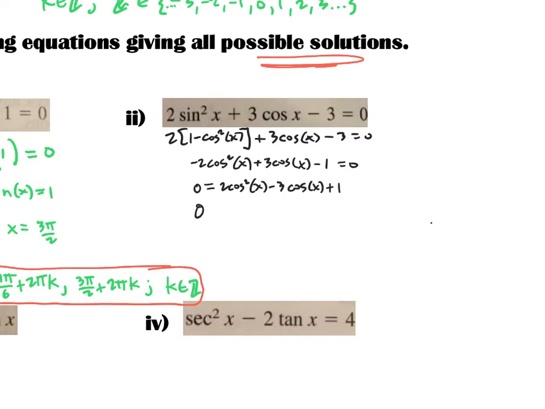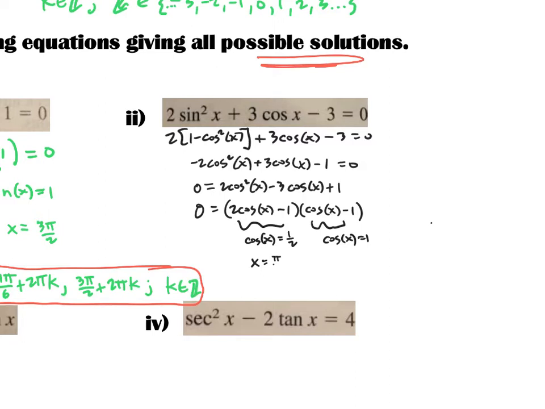And now I can factor. So I'm going to have a 2 cosine x minus 1 and a cosine x minus 1. That should be factored. When I set these equal to 0, cosine of x will equal 1/2, and cosine x will be equal to 1. Okay, this yields for me angle measures.